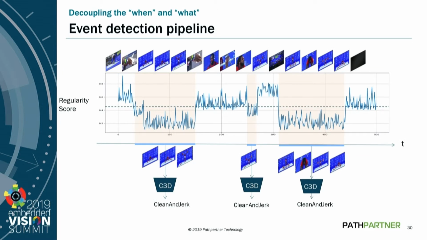So overall, the event detection pipeline looks something like this. The middle graph is the output of the anomaly detector, which is giving us outputs of the regularity score. We just threshold the regularity score to say whether an event has happened or not. And quite obviously, choosing the threshold value is something that's key here. Based on the threshold value, we decide whether or not to call the C3D or the high complexity inference model.